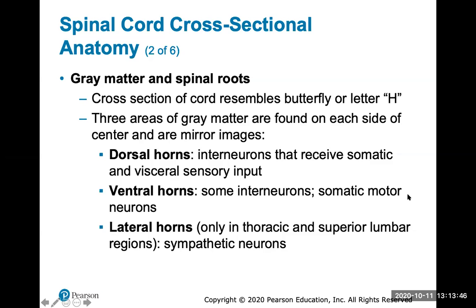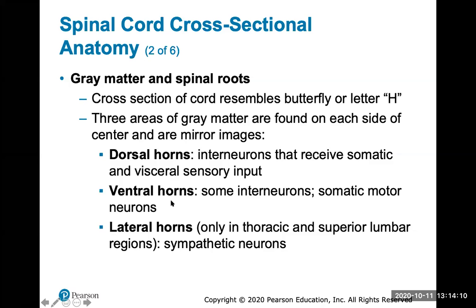Gray matter and spinal roots. So here's the cross-section of the cord, which resembles a butterfly or the letter H. Then we have the dorsal horns, ventral horns, and lateral horns. They will all contain different types of neurons. The dorsal horns, again, are the ones in the back. These are the interneurons that receive all somatic and visceral sensory input from the dorsal root of the spinal nerve.